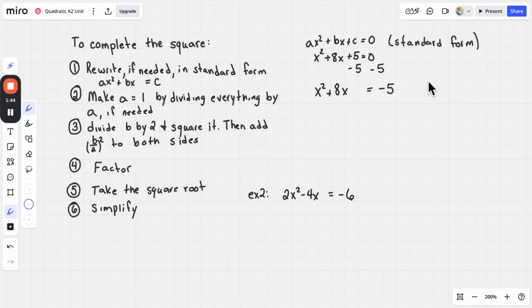So b is equal to 8, divided by 2 equals 4, squared is equal to 16. We're going to add 16 to both sides. So plus 16 here and plus 16 here. Now we have a factorable trinomial on one side and we'll have a constant on the other side. So we have x plus 4 squared.